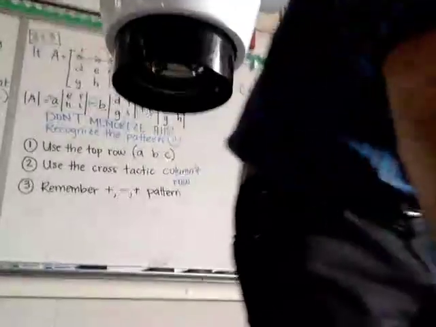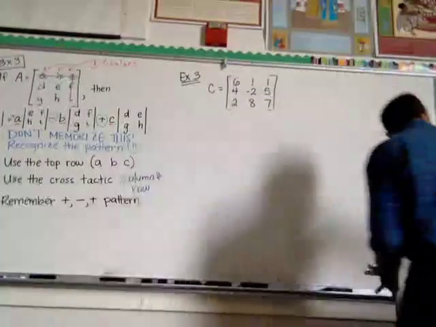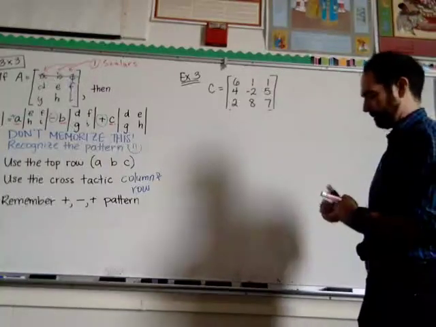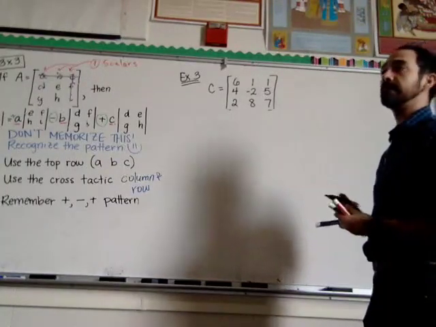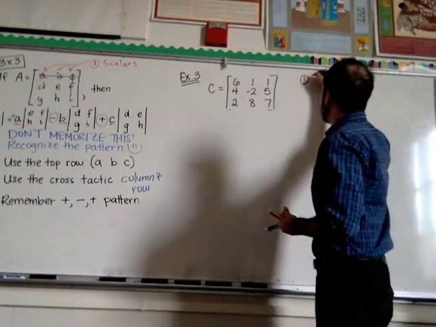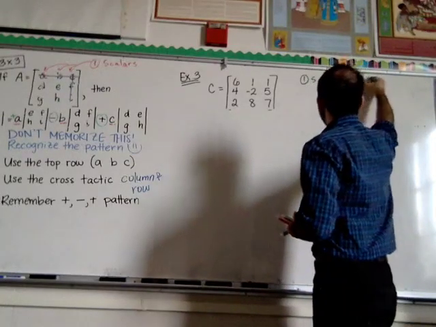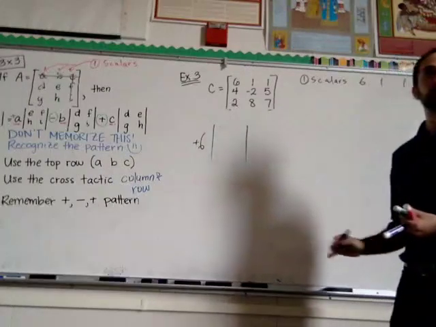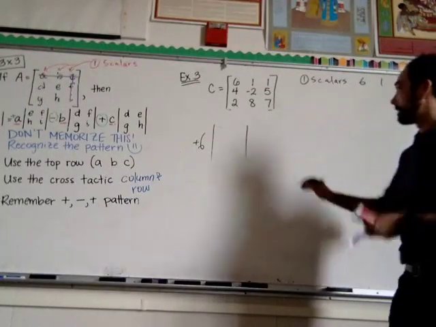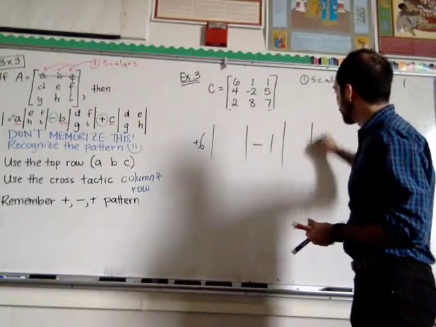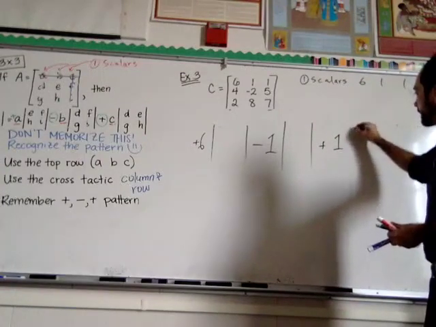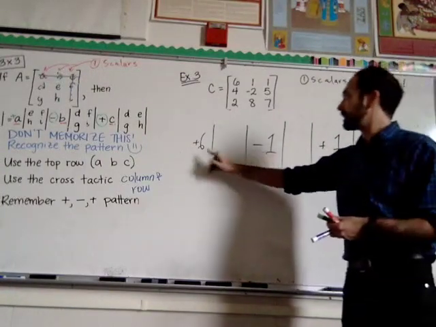All right, so first off, let's go ahead and set up our scalars and the room for the determinants. What are my scalars going to be? My scalars are 6, 1, and 1. So I need to go positive 6 times some determinant. And then what's next? Minus 1 and some determinant. Next? Plus 1 and a determinant. These are our scalars. They're set up right here.